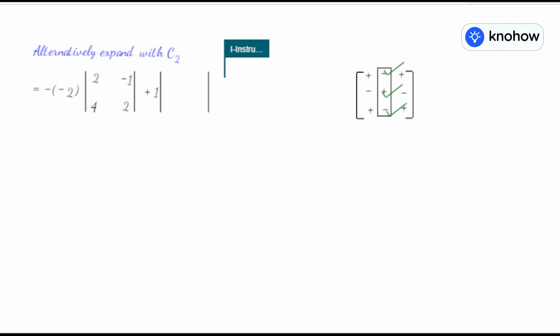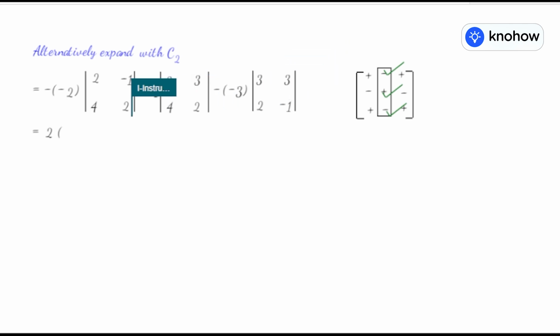And then take the third element with negative sign. The third element of the second column is minus 3. Minus times minus 3, delete the row and column through minus 3, and you will get 3, 3, 2, minus 1. Now it is simple. So you get minus minus plus 2 times 4 plus 4. And here you get plus 1 times 6 minus 12. And minus minus plus 3 times minus 3 minus 6.